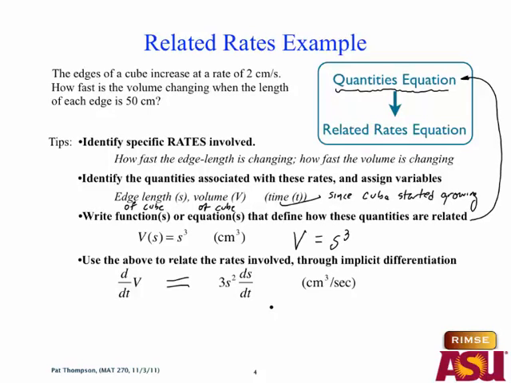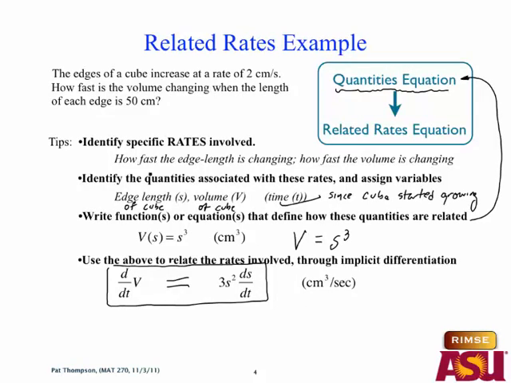Okay. Taking the derivative of V with respect to t, and then s cubed with respect to t, which would be 3s squared ds/dt. Okay, and so what are we trying to solve for? It says, how fast is the edge length changing? So now we've got a related rates equation. Now we just got to use it to answer the question.